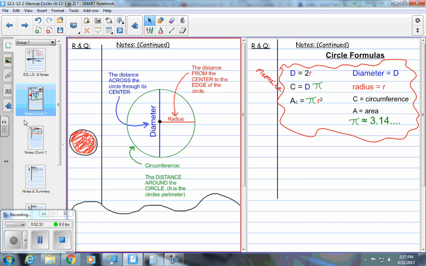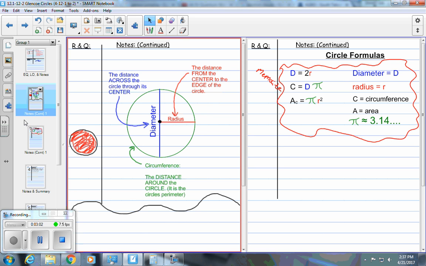And then we have some formulas, our circle formulas. This first formula is diameter, d, equals 2 times the radius. So anytime you find a diameter, and check the picture, this should make sense, a diameter is just 2 radii. So the diameter formula equals 2 times the radius. Circumference is always equal to the diameter times pi. And that is the pi symbol.